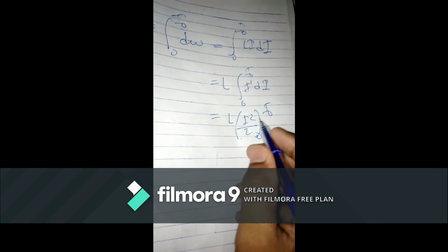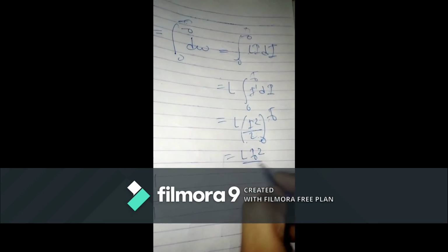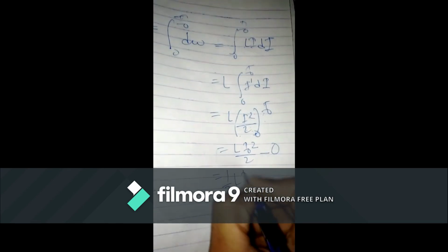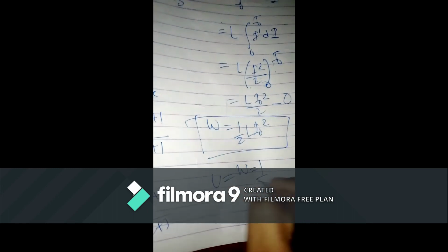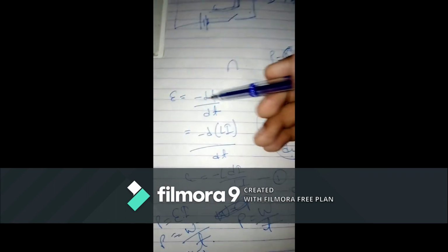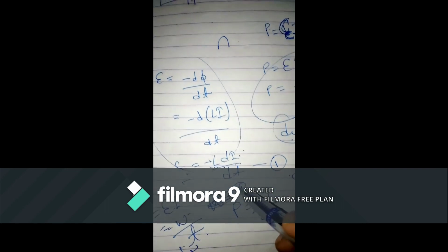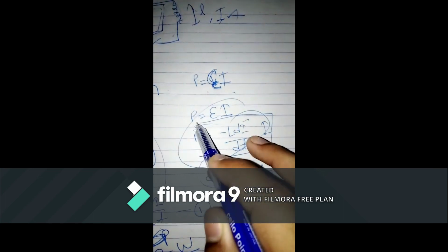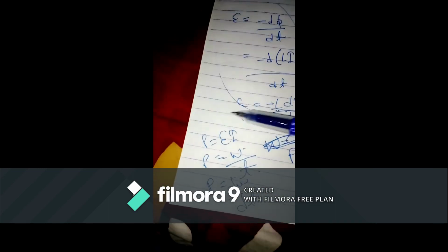Now see, just put the values. First of all, upper value I naught square by 2 minus, putting the value 0 it will be 0, so it will be 1 by 2 L I naught square. This is the value of work done. Okay, this is the basic value of work done in a solenoid carrying current. So it was very simple. Just Lenz law says E equal to minus L di by dt, then use the power EI. Power came minus L di by dt I, and then we also know power equal to EI.